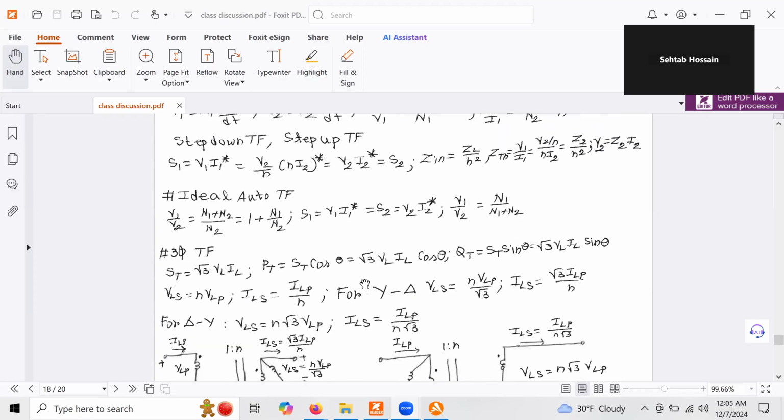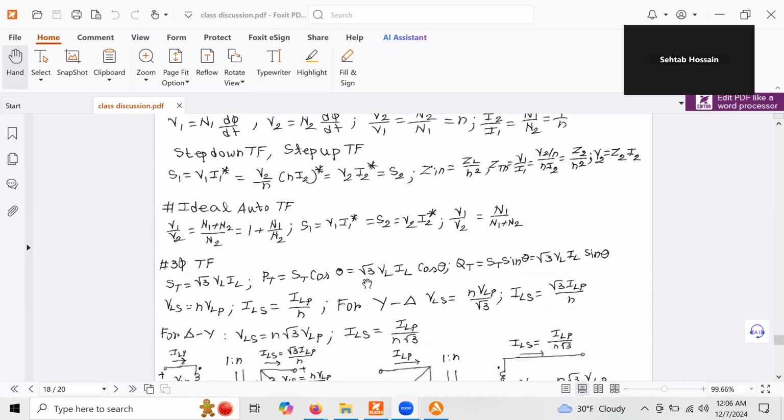The ideal autotransformer is a transformer that is not so important for this class.